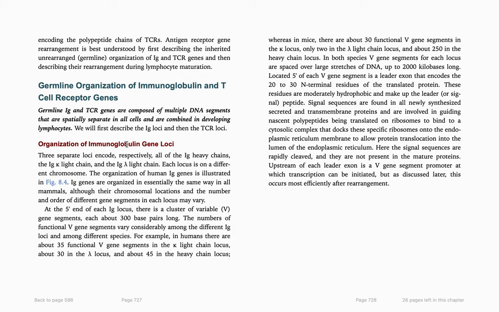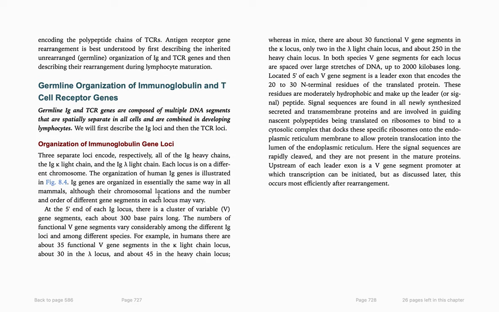We will first describe the Ig locus and then the T cell receptor. Organization of immunoglobulin gene loci. Three separate loci encode, respectively, all of the Ig heavy chains, the Ig kappa light chain, and the Ig lambda light chain. Each locus is on a different chromosome.